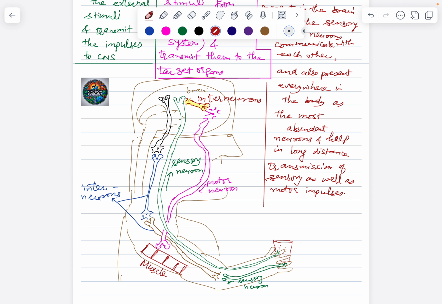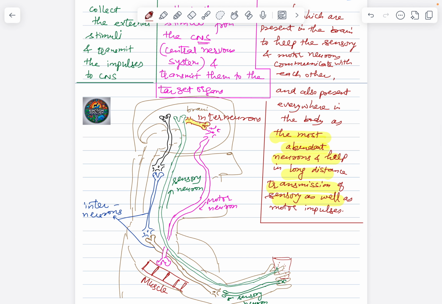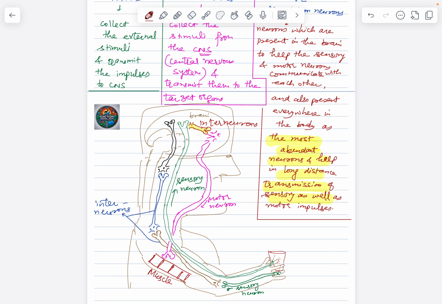This information also explained to us one more point, that the most abundant neurons in our body are interneurons. In fact, in the brain also, association areas are the most common areas of the brain where interneurons are present to help in communication between the sensory and the motor neurons.